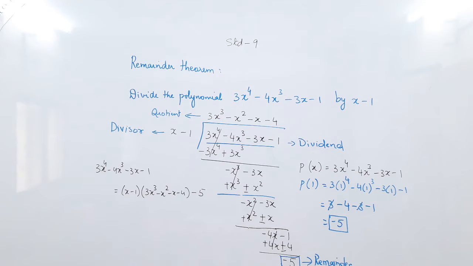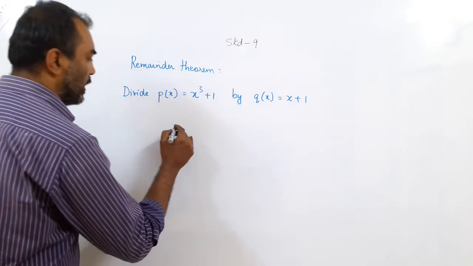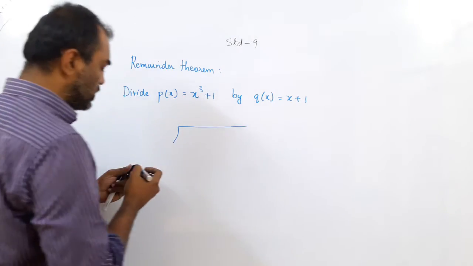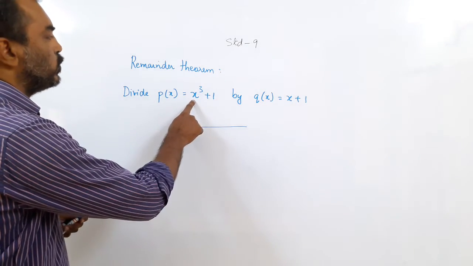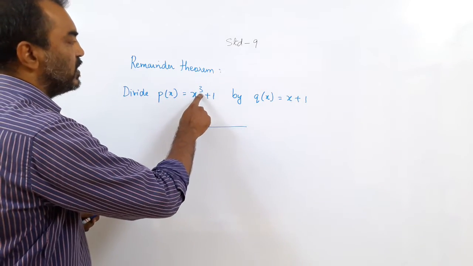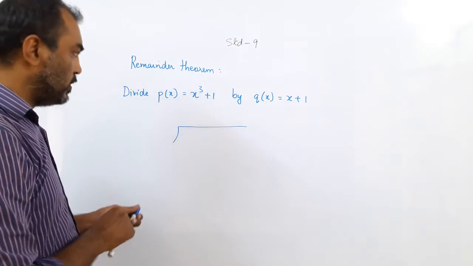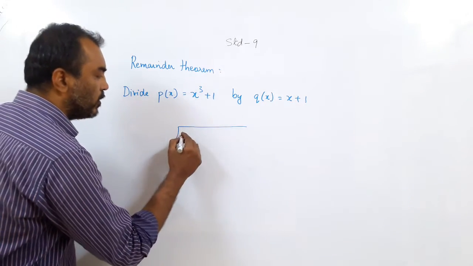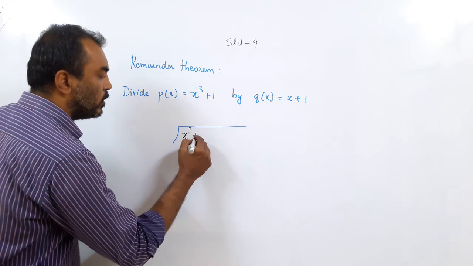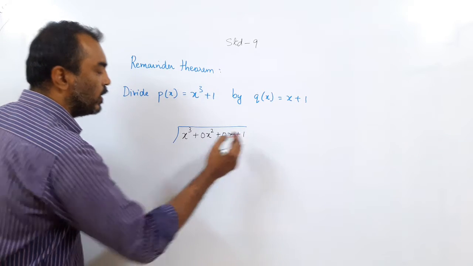So we'll try out one more sum. Okay, let us do one more sum. We'll divide p of x, x cube plus 1, by q of x, x plus 1. Now what you can see here again, x cube plus 1. There is an x cube, there is no x square, the power is 3, there is no power 2, there is no power 1, directly 0. It means the steps have been broken. So to make your sum easier, you write x cube plus 0x square plus 0x and then put the 1.